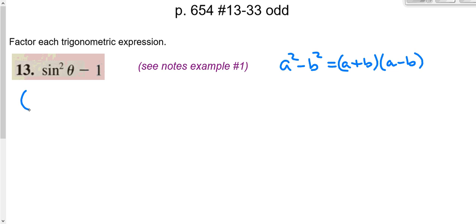So we see here we have sine of theta squared minus 1 squared. You can think of 1 as 1 squared. So that's going to factor into sine of theta plus 1 times sine of theta minus 1. And you can always FOIL this, use the FOIL method to check it and make sure that it works.